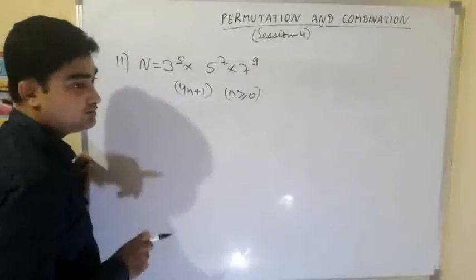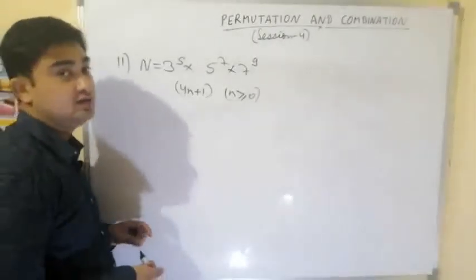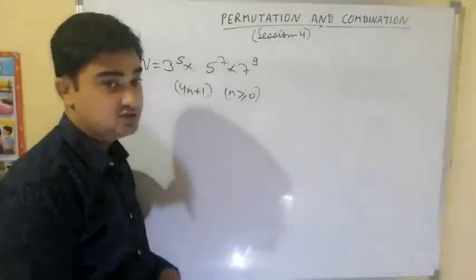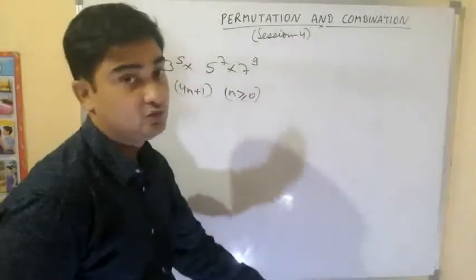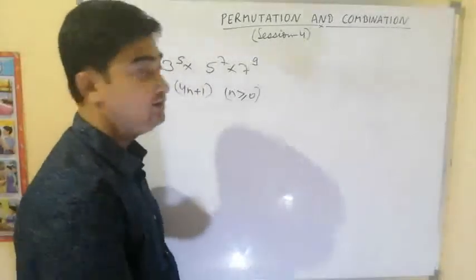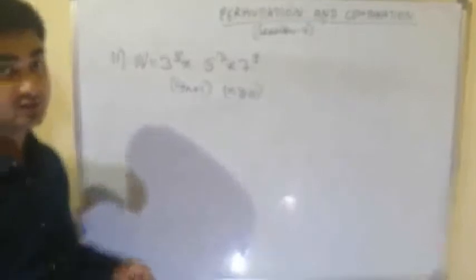Of the form 4n plus 1 means it should be an odd number. But 2n plus 1 represents all the odd numbers, whereas 4n plus 1 represents odd numbers which are next to a multiple of 4, like 1, 5, 9, 13. These kinds of numbers we have to select out of the given divisors.